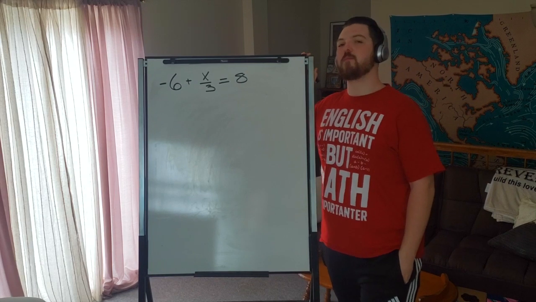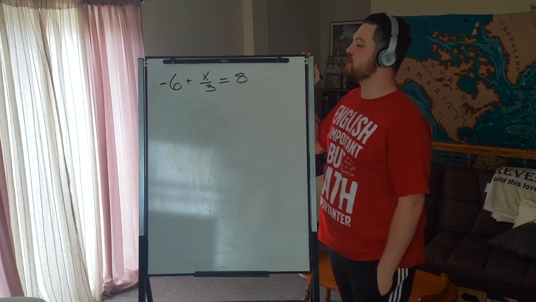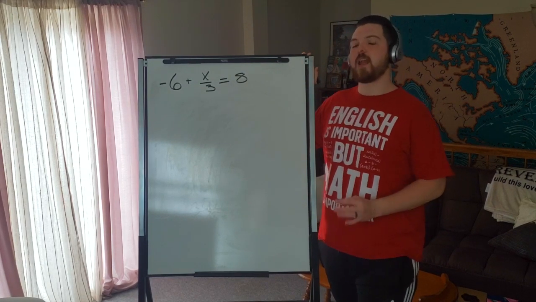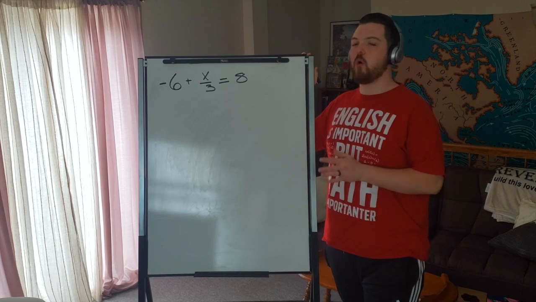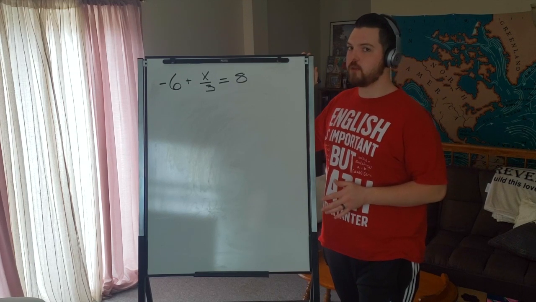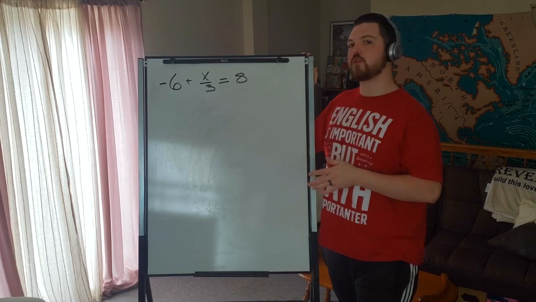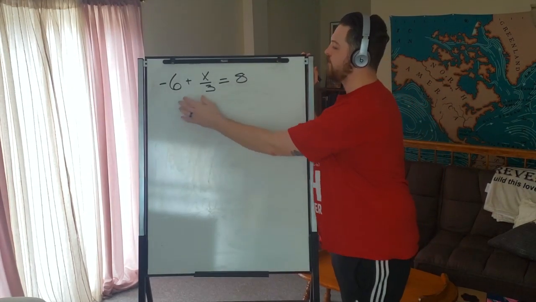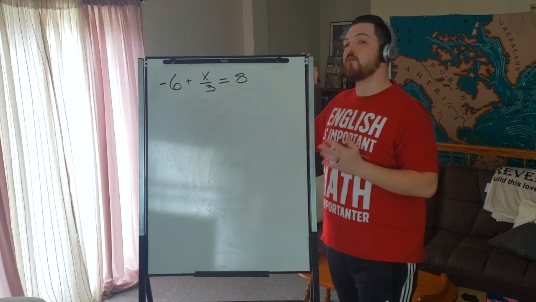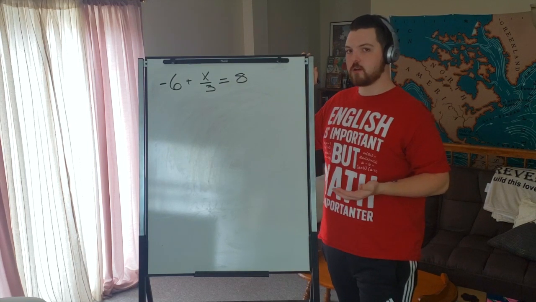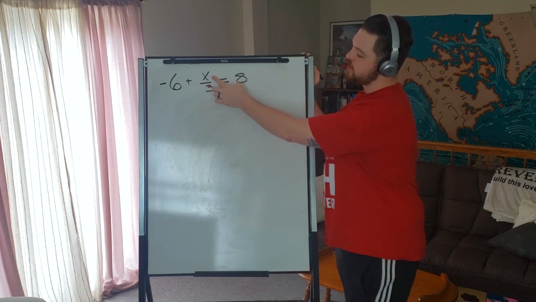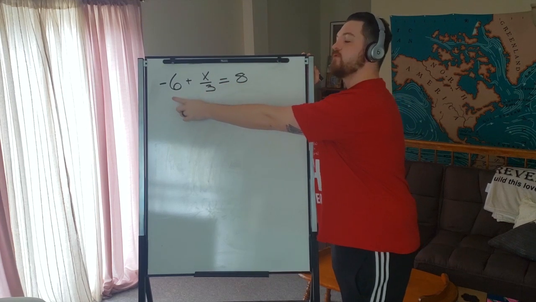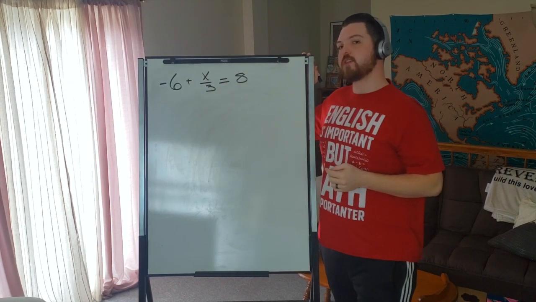If we have the problem -6 plus x over 3 equals 8, just like any problem using variables, my goal is to get the variable by itself. So I want to start with the thing that's the furthest away from x on that same side. Remember, I'm dealing with both the left side and the right side, and whatever I do to one, I need to do to the other. So if I'm looking at my x, what's furthest from it is the -6. So I want to get rid of -6.